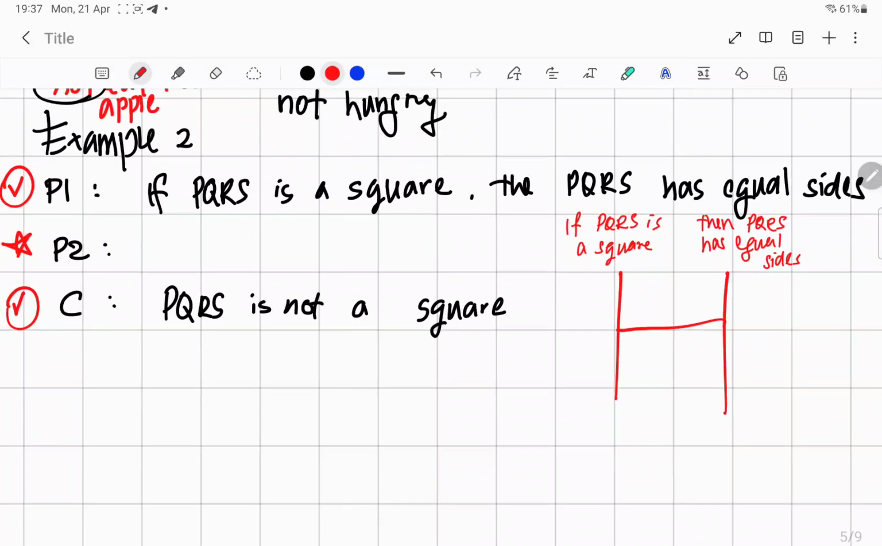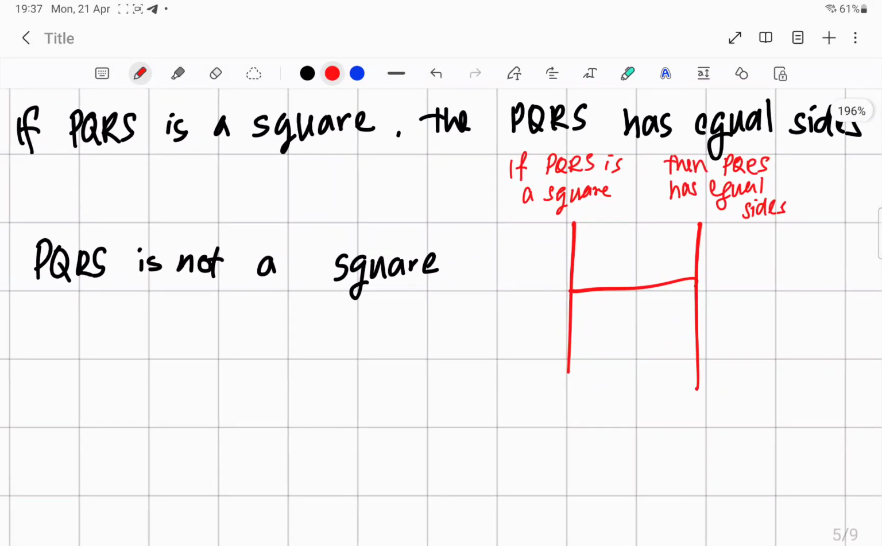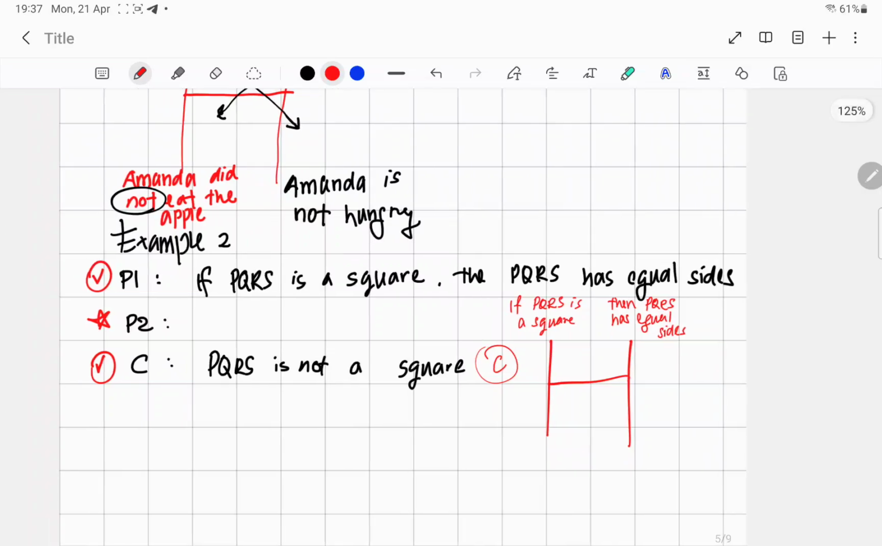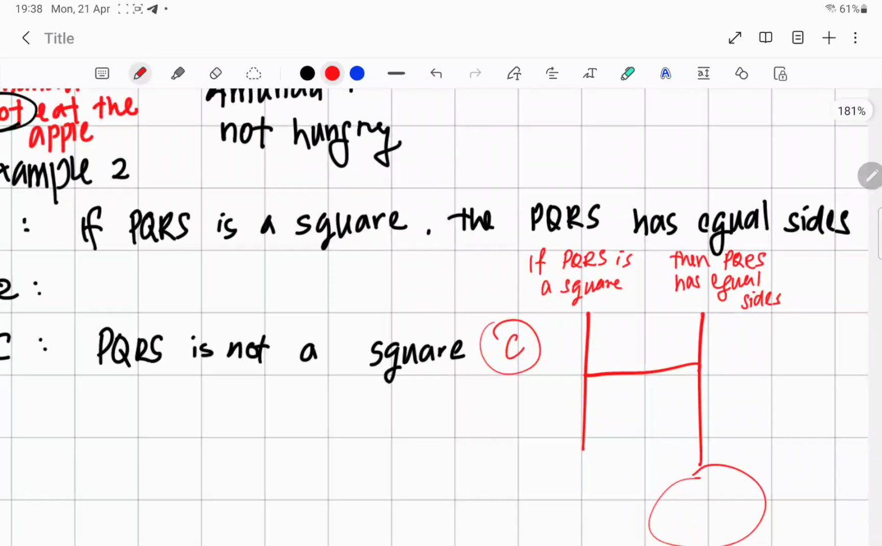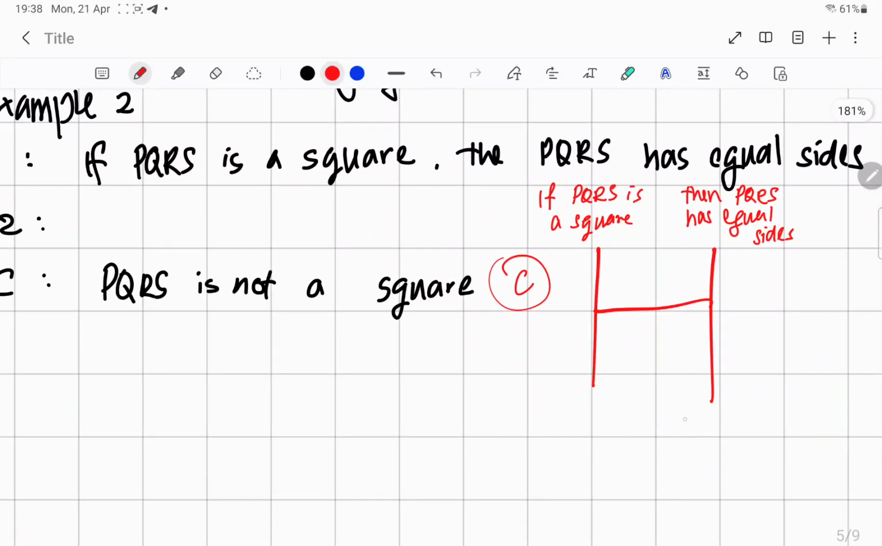Okay, then they say PQRS is not a square. It's not a square, so where do you put it? This is a conclusion, right? The conclusion is at this position. So the conclusion is PQRS is not a square. Remember, I say this one is a not, right?